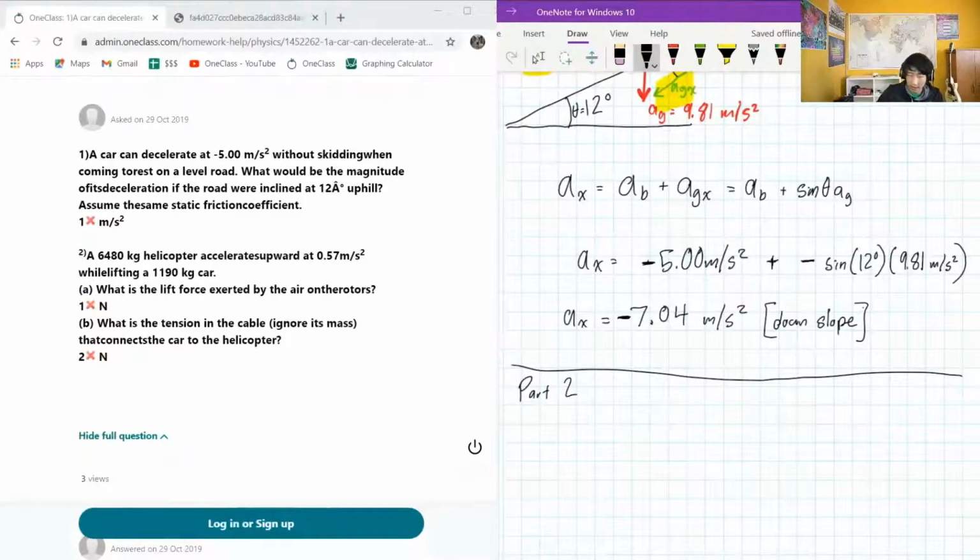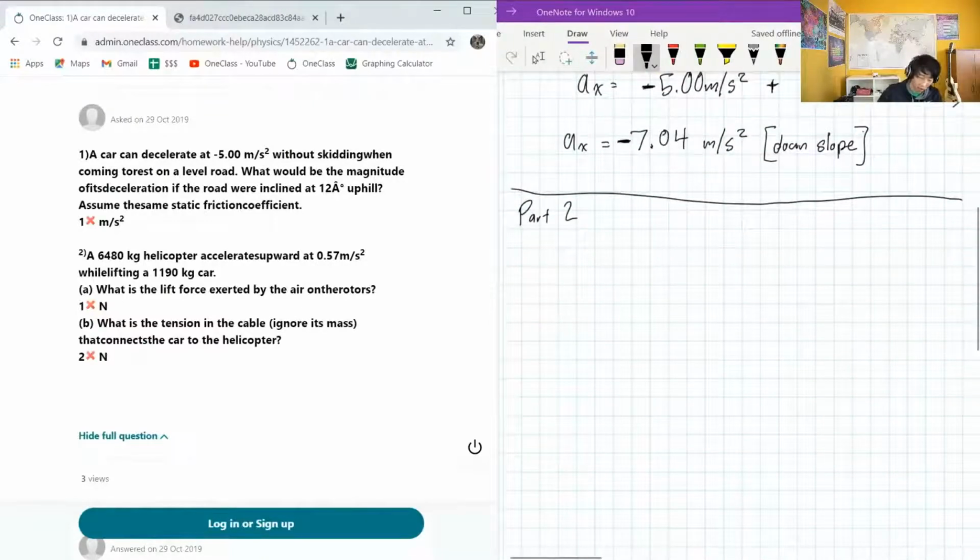Part 2 is asking us: a 6,480 kilogram helicopter accelerates upwards at 0.57 meters per second squared while lifting a very heavy 1,190 kilogram car. What is the lift force exerted by the air on the rotors, and what is the tension in the cable? Okay, so let's draw a diagram of what's going on here. I'm not very good at drawing helicopters, so I'll just write heli up here.